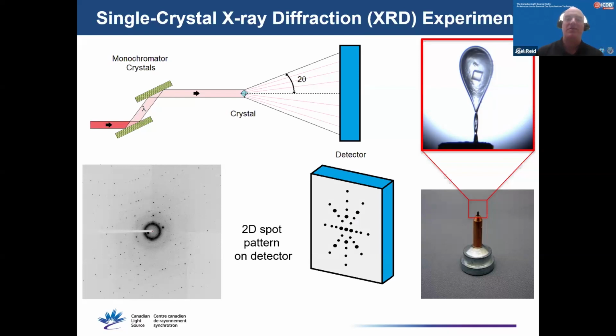So we collect patterns of spots at many different crystal orientations by rotating the crystal in small steps and collecting a new pattern at each step. Typically, we collect hundreds of 2D patterns from a single crystal. Computers are then used to analyze the 2D patterns and determine how the atoms are arranged in the crystal.